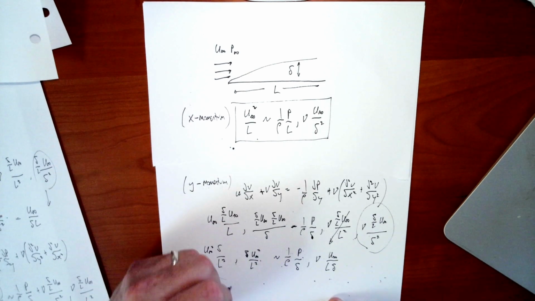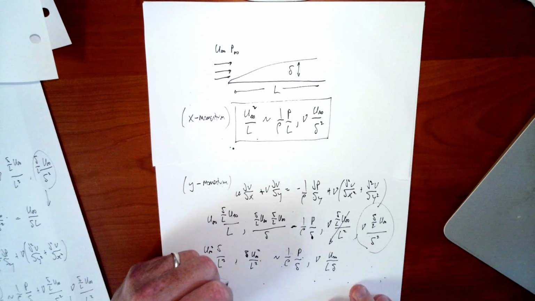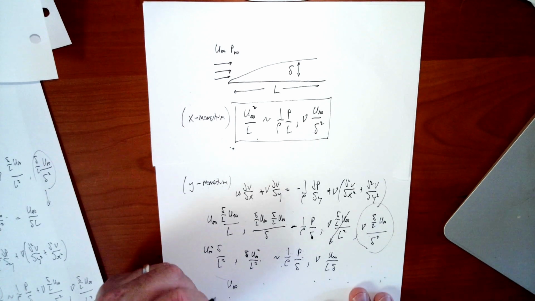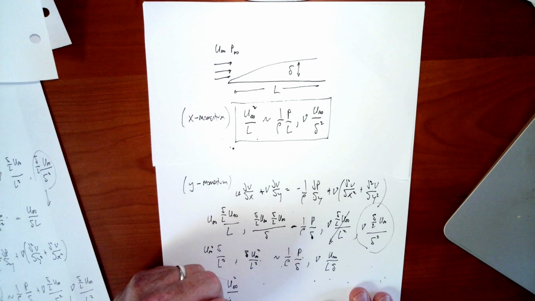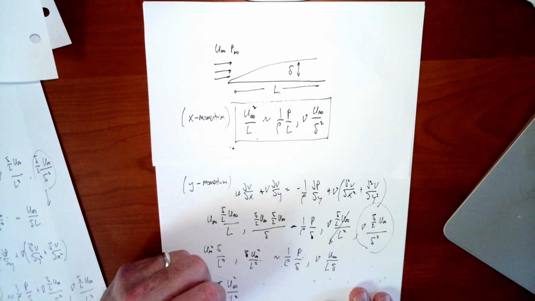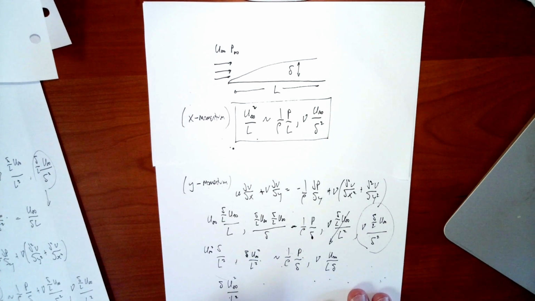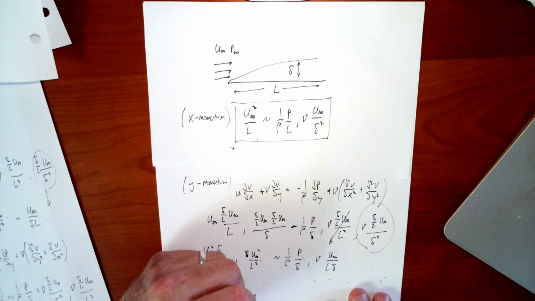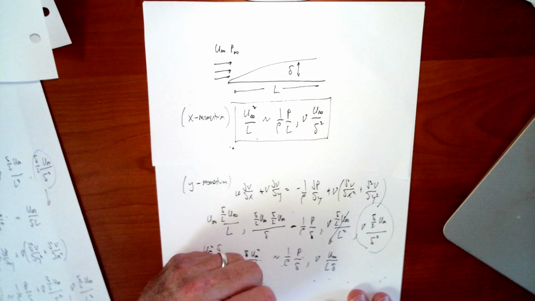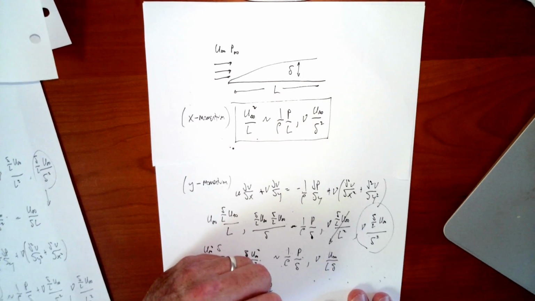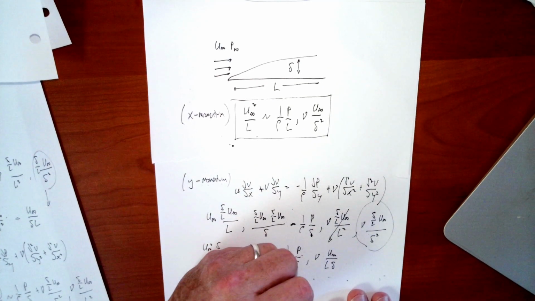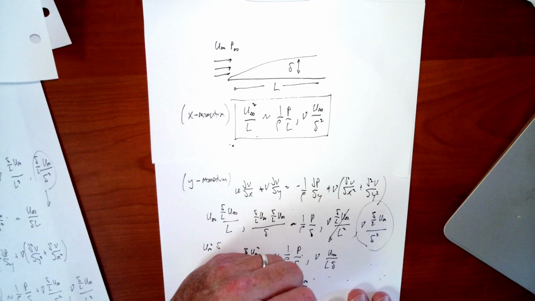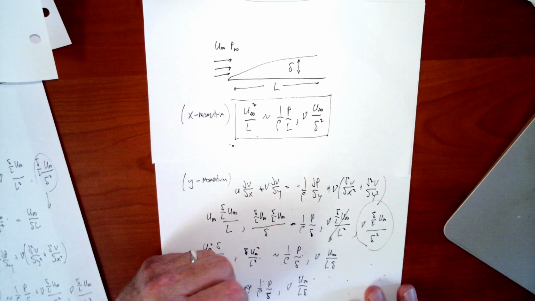So we have the three scales once again: the inertial scale, the pressure scale, and the viscous scale. We have U infinity squared over L squared times delta for the inertial term. Then we have 1 over rho, P over delta for the pressure term. Sorry, that's order of. And then we have nu U infinity over L delta for the viscous term. So those are our three terms.